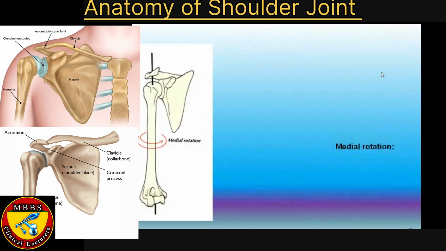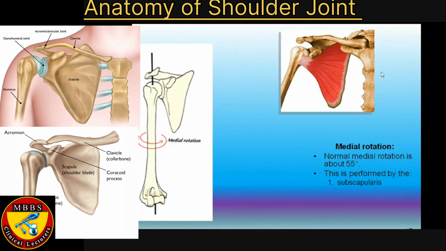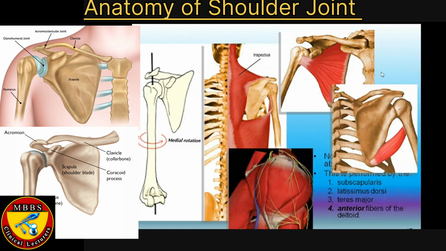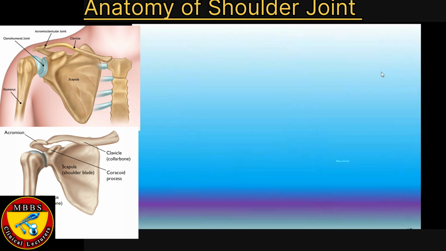Then we come to the medial rotation. This medial rotation is normally about 55 degrees, and this is performed by the subscapularis muscle, the latissimus dorsi muscle, the teres major, and the anterior fibers of the deltoid, which are responsible for the medial rotation of the shoulder joint.